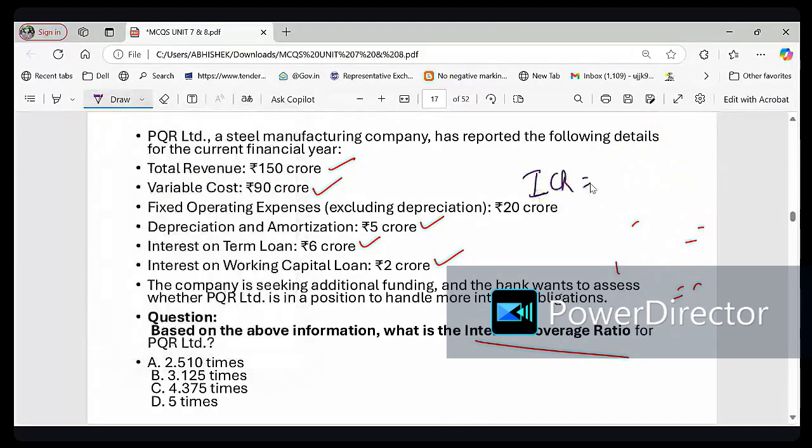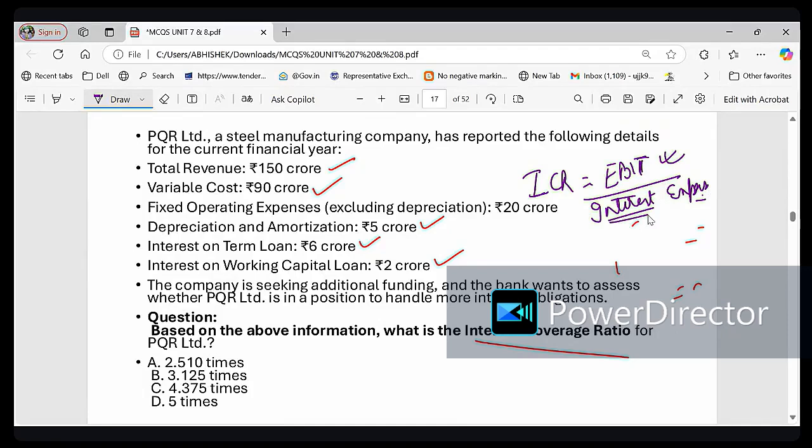The formula for ICR is EBIT upon interest expense. It tells us how many times a company can pay its interest using its profit from the operation. Try to understand what is happening. So this EBIT means what? The profit that the company generates.